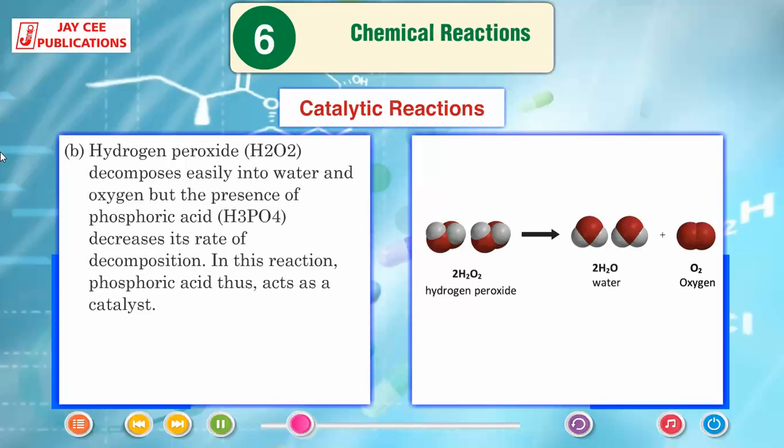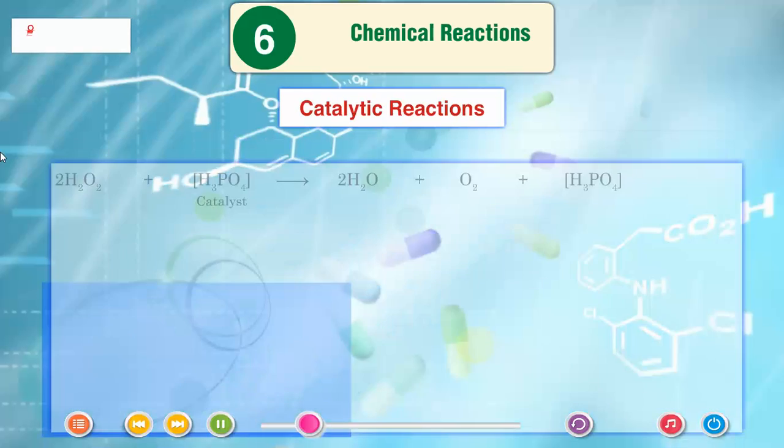Hydrogen peroxide, H2O2, decomposes easily into water and oxygen, but the presence of phosphoric acid, H3PO4, decreases its rate of decomposition. In this reaction, phosphoric acid thus acts as a catalyst.